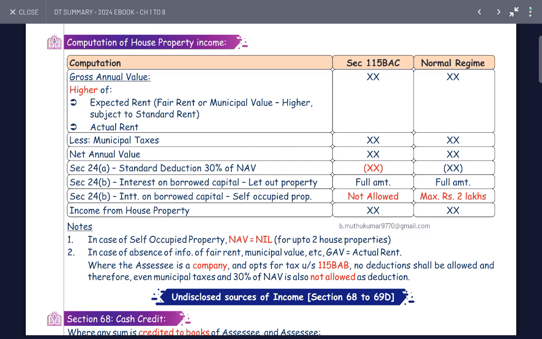Section 24(a) standard deduction of 30% is not available, not allowed. In the case of self-occupied property, the net annual value is nil for up to 2 properties. In the case of a rent-free property, the municipal value is equal to GAV, or actual rent. Municipal taxes and 30% of the annual net value are also not allowed as deductions.